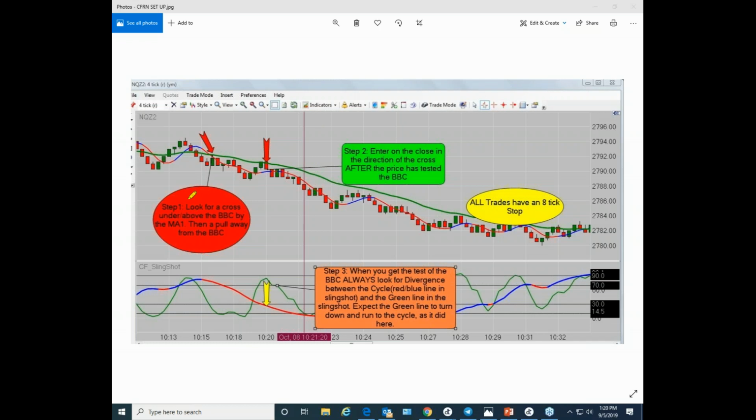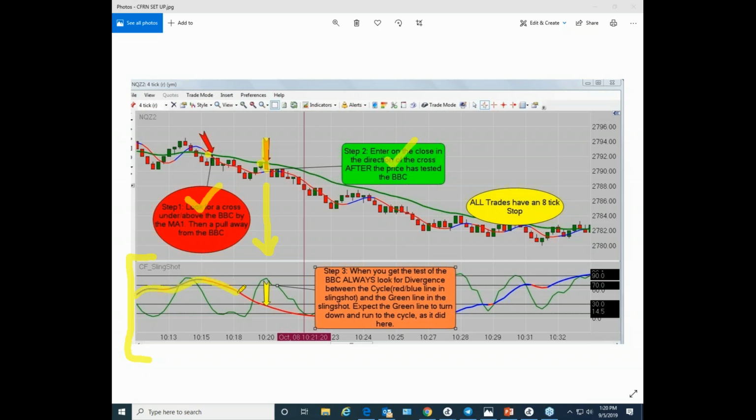So that is, step 1 is in play, which is the cross, and step 2 is the normal thing, which is pull back to the BBC, put them to close in the direction of the trend. All right, so then our eyes gravitate toward the oscillator portion of the chart, or the slingshot. Okay, so some buzzwords here.